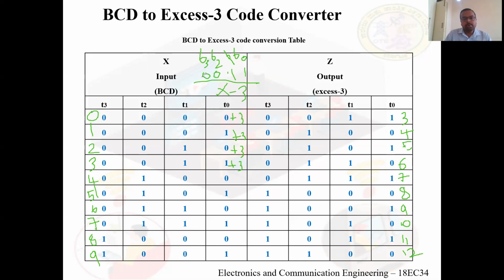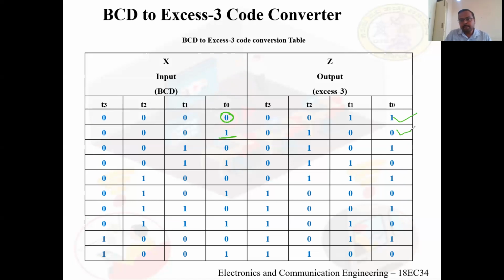Now, this table gives the BCD to Excess-3 conversion, and here all the desired inputs and desired outputs are given at times T0, T1, T2, and T3. Now, if you see this, at time T0, when the input is 0, the output will be 1. Similarly, when the input is 1, the output will be 0. You can see for all these combinations, the same thing.